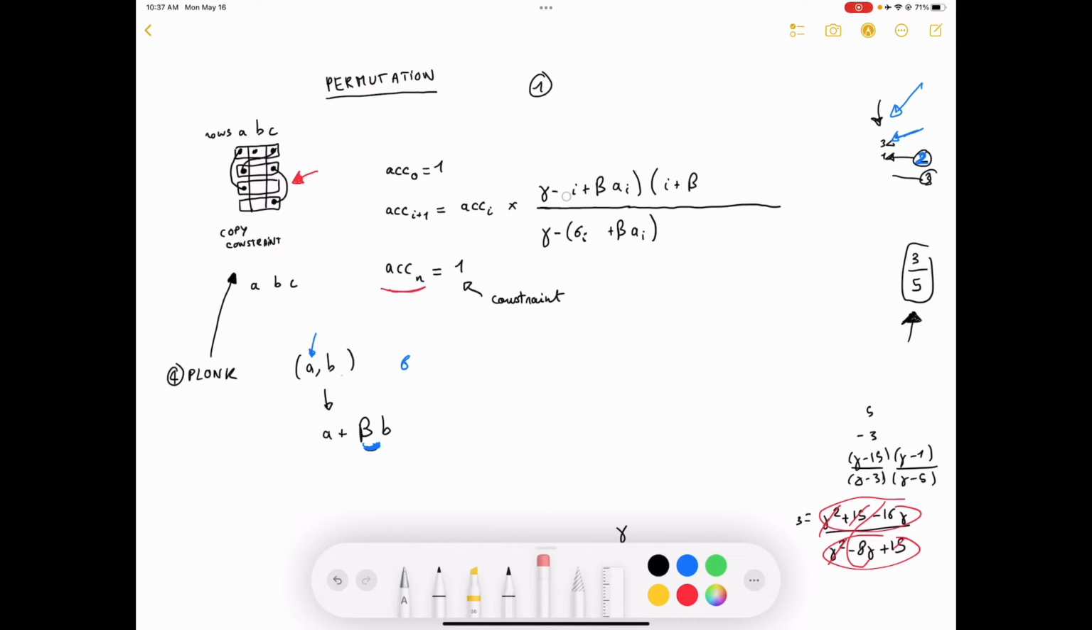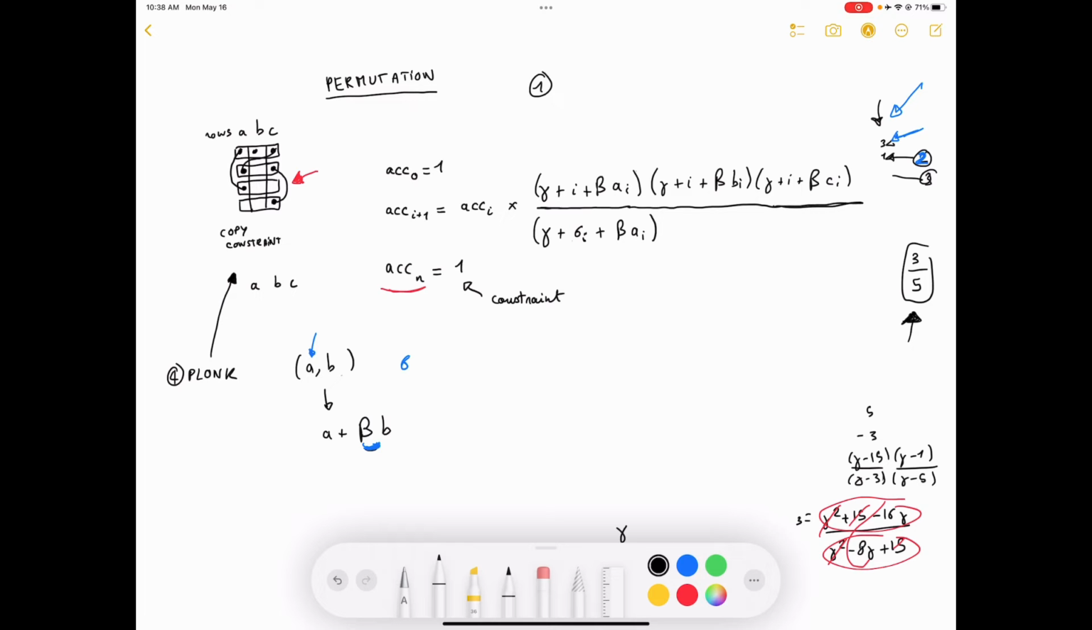Oh wait, so we'll write them like this, because these are several elements now. And here we could do a minus or plus. I don't think it really matters. Same with here. I guess it doesn't really matter. So maybe let's just write plus everywhere. And let's write bi, and gamma plus I plus beta ci.